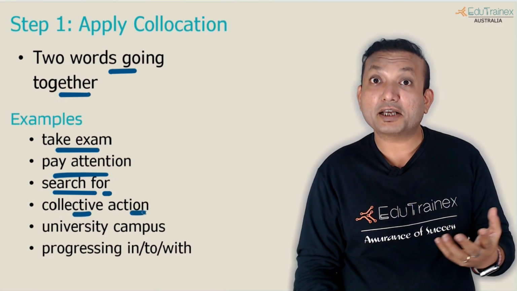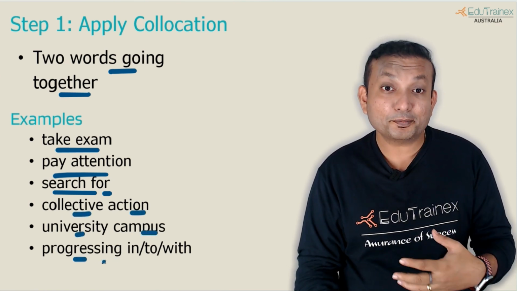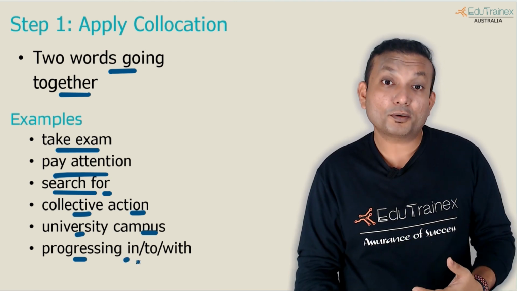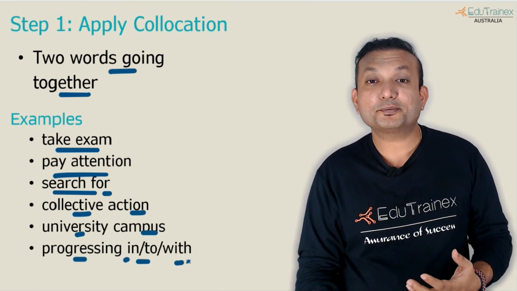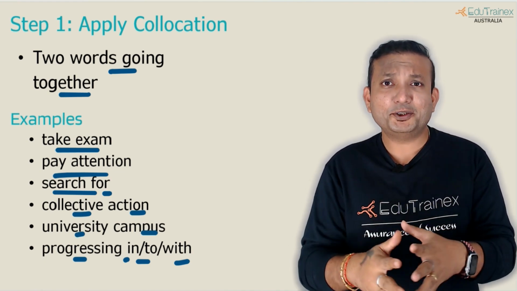Okay, collective action, university campus. Like this one you see, progressing in, progressing to, or progressing with. So there are three types of prepositions. These are the words and the prepositions or conjunctions, whatever they are used with.